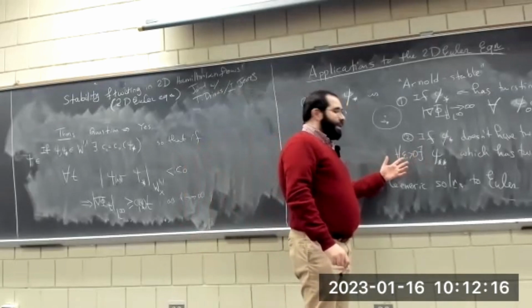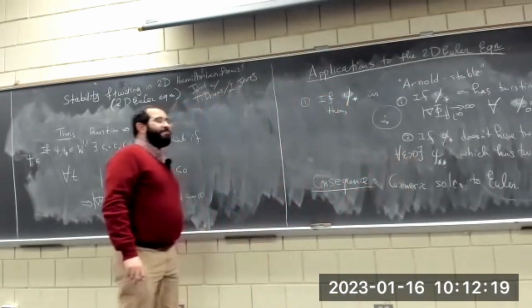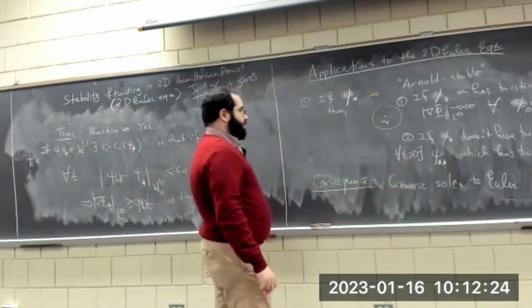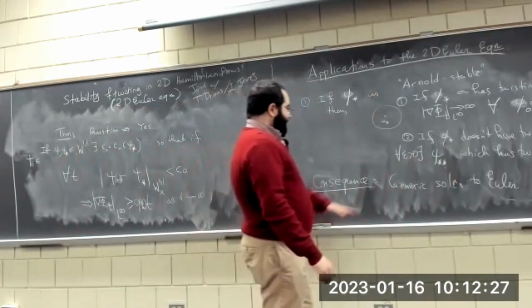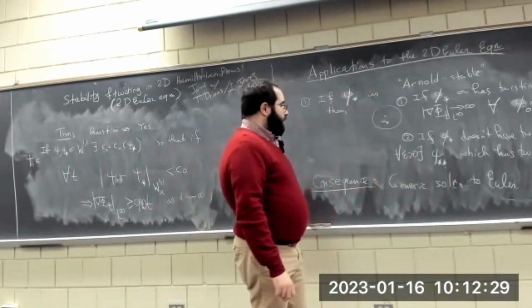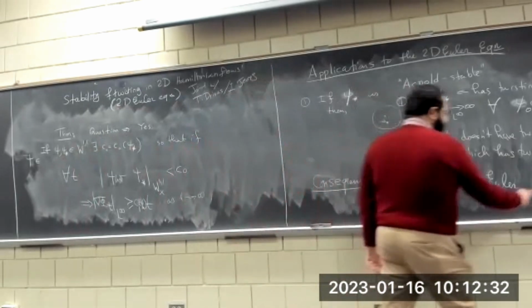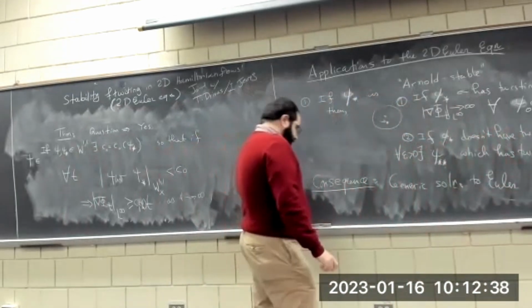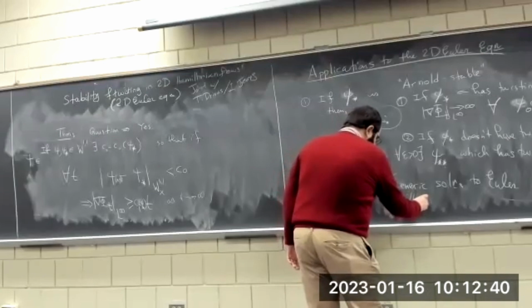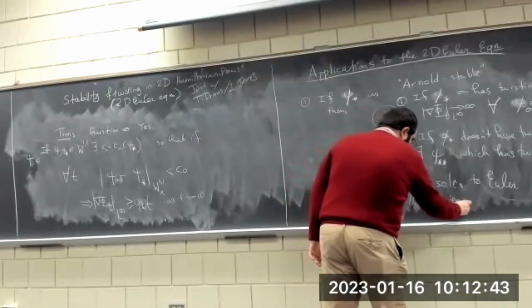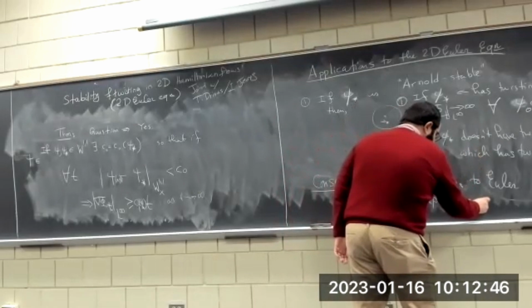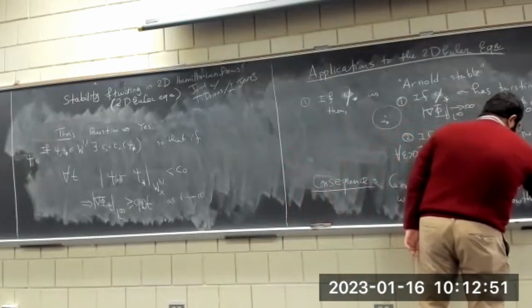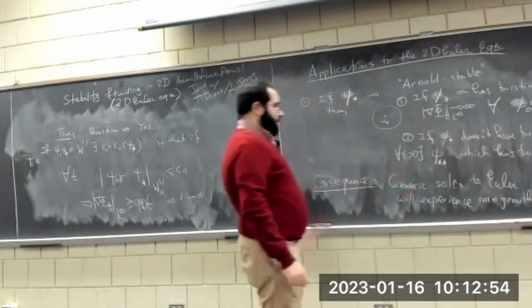Yeah, this is the epsilon, I'm sorry. Thanks. Okay, so generic solutions to the Euler equation near psi star, in the correct sense, will experience Eulerian norm growth as t goes to infinity. And this is generic in a Baire category sense.